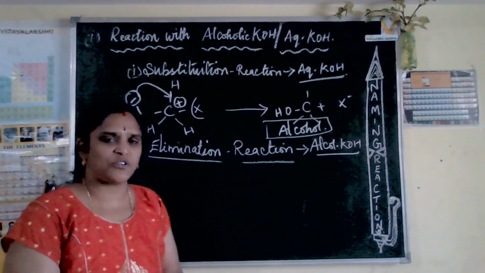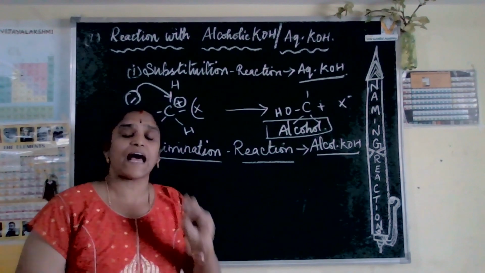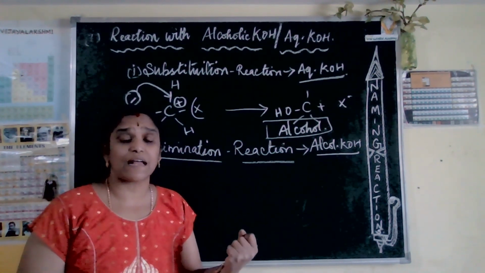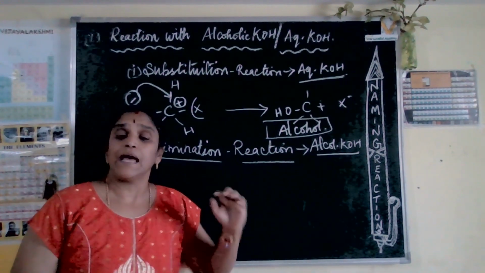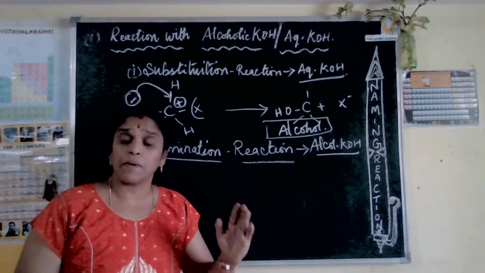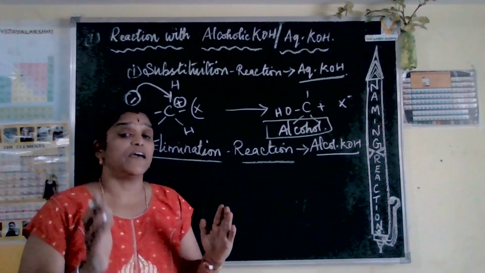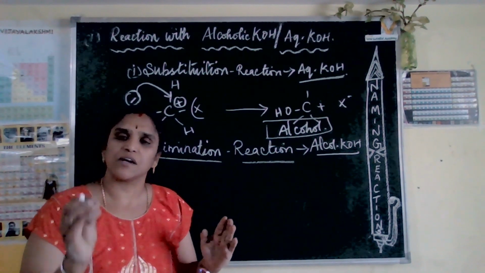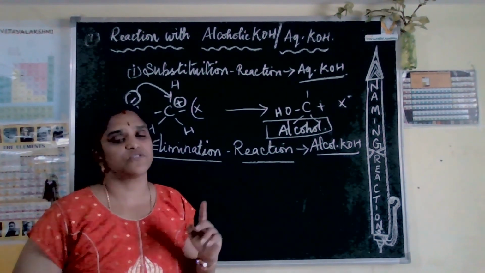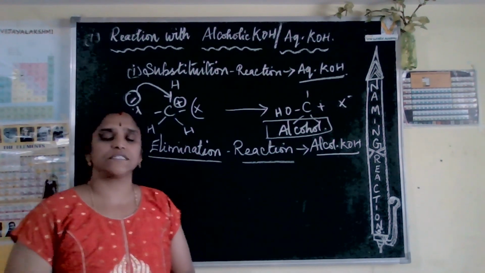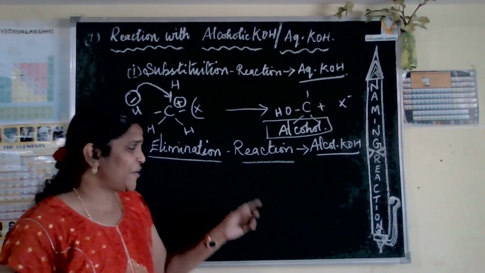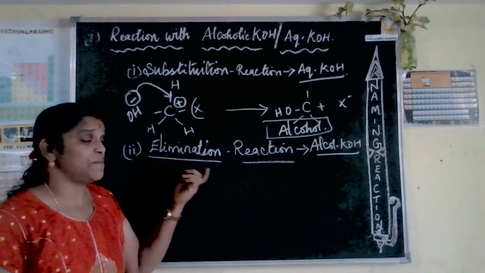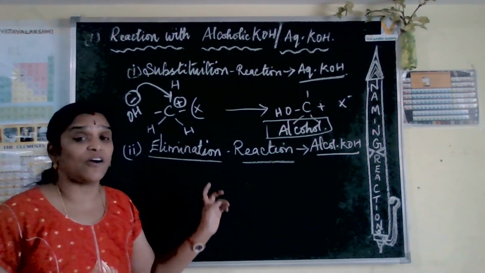In that elimination reaction, hydrogen is abstracted. From where does it abstract that hydrogen, that is the proton abstraction? It is taken from the adjacent carbon, the carbon next to the one where the substituent is attached. Now we are going to see one more reaction, that is the elimination reaction, which comes under alcoholic KOH.